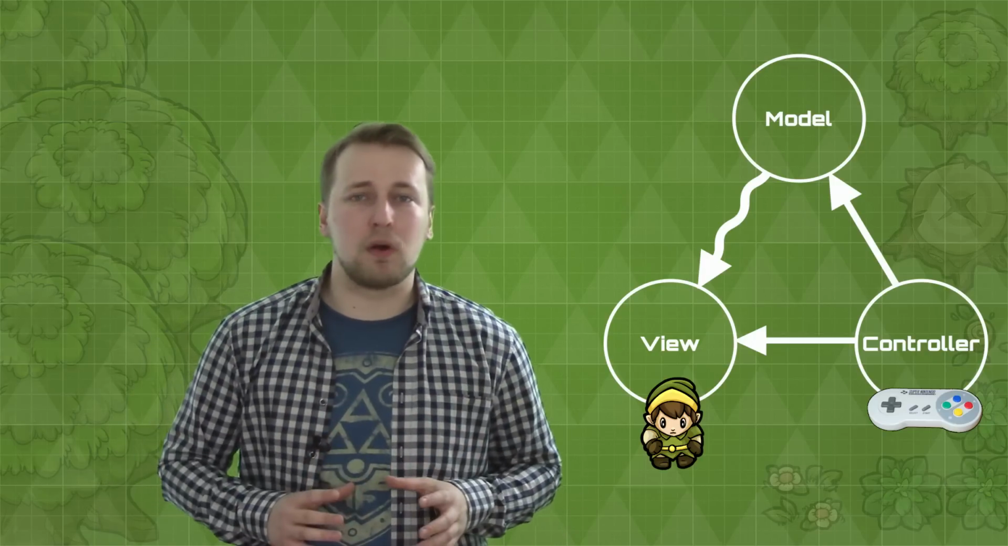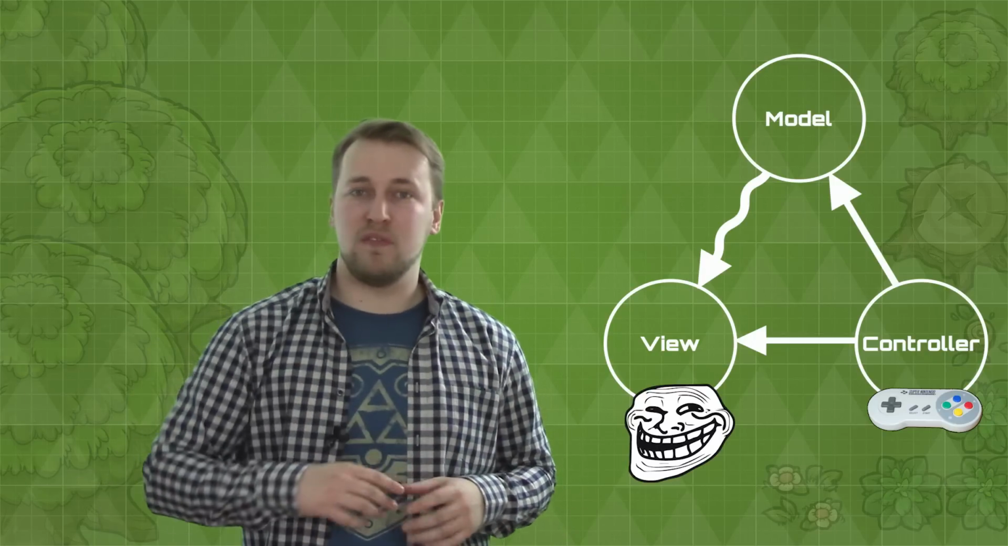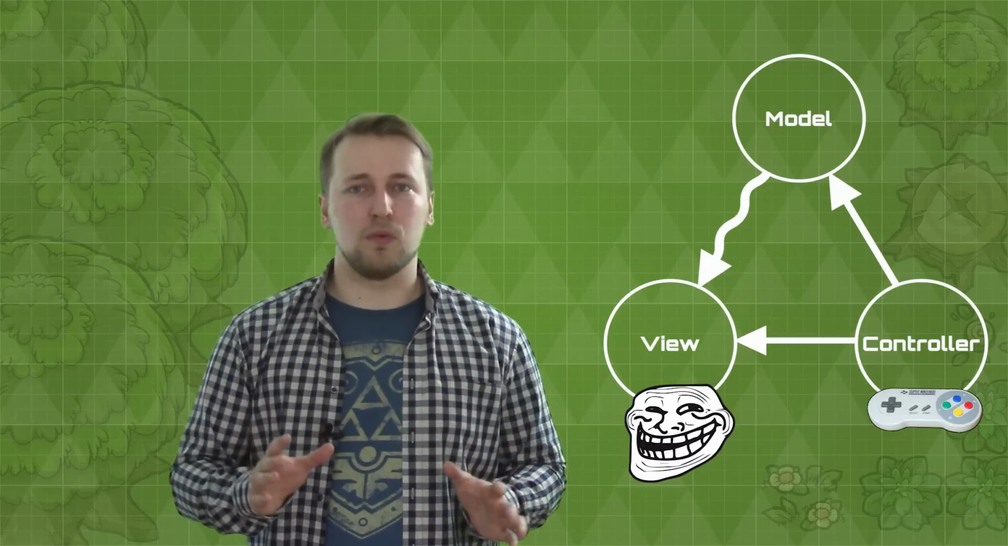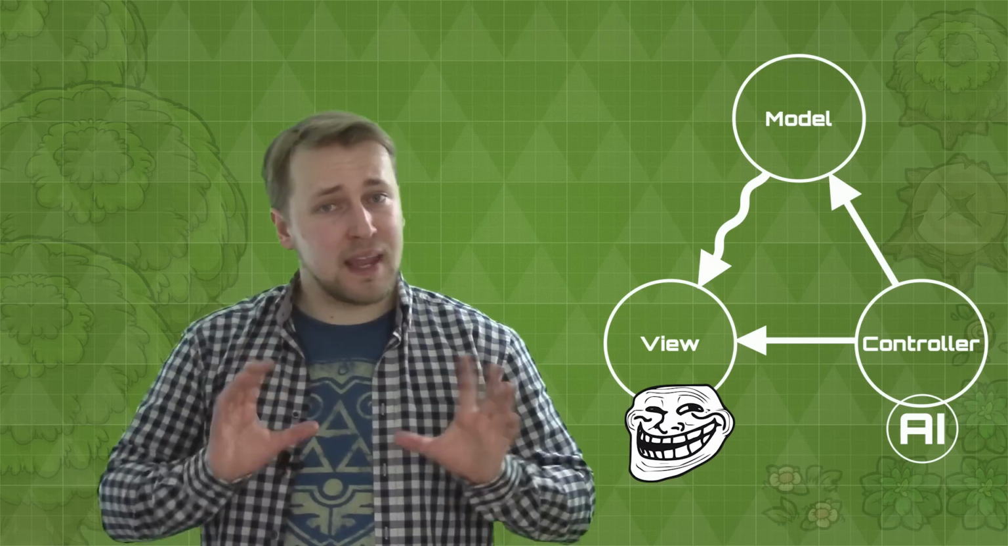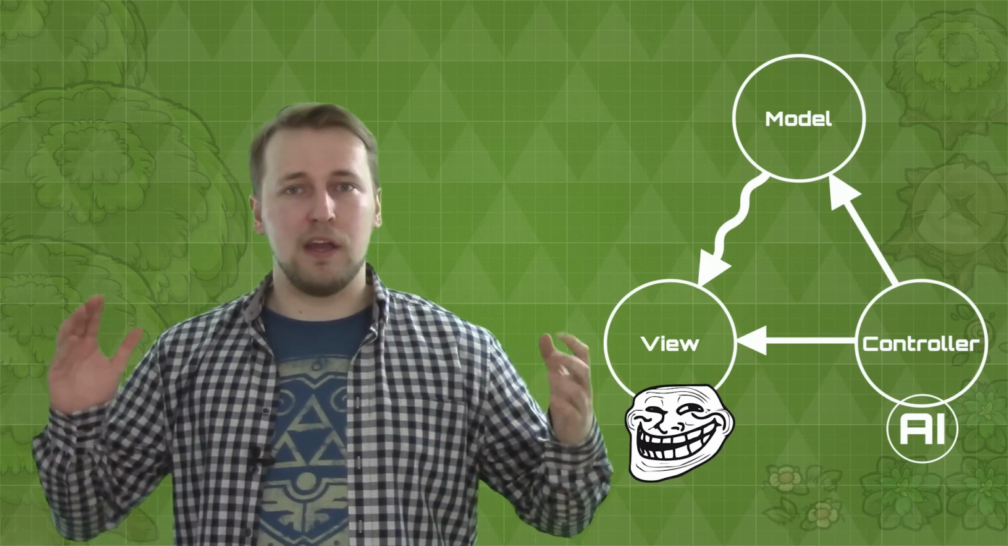So we can use the movement model that we created for our hero, swap out the view, and we have a new character that can move. Now we also swap out the controller, so we don't listen for user input anymore, and let the character move automatically. And boom! A new enemy is done.